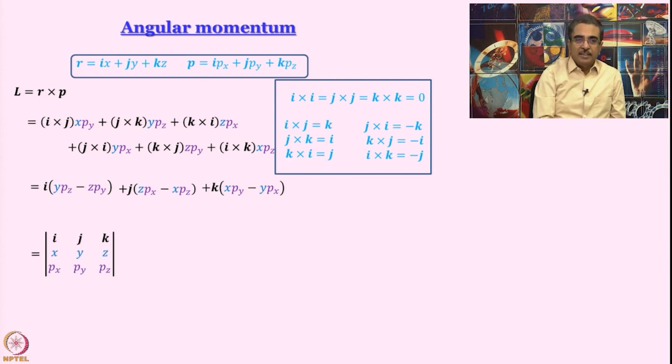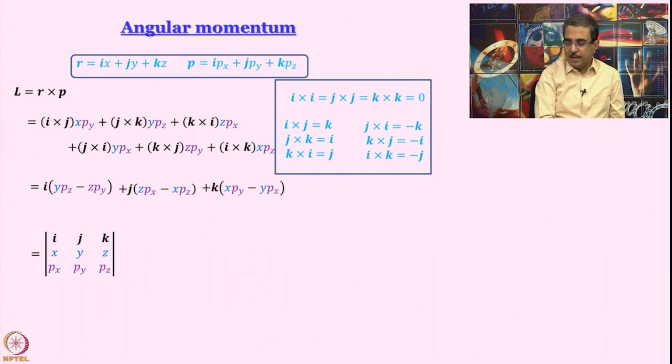This is conveniently written in the form of a determinant. I multiplied by ypz minus zpy, minus j multiplied by xpz minus zpx, which boils down to plus j multiplied by zpx minus xpz, plus k multiplied by xpy minus ypx. It is a very simple determinantal form in which we can write this. So, this is the classical description.